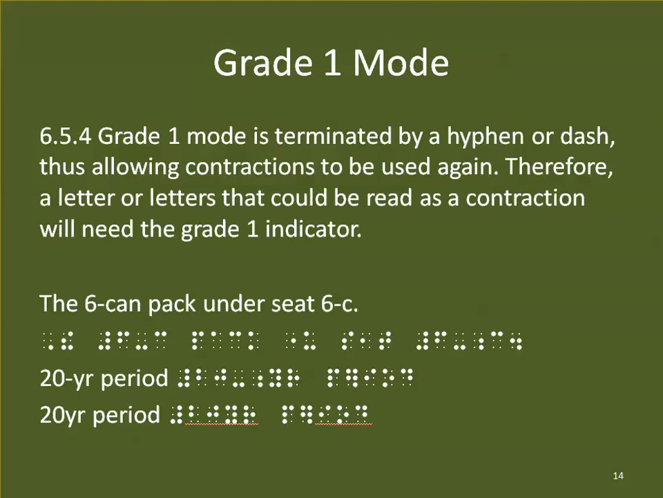Next example, 20 hyphen year period with a YR. It's standing alone with hyphen on one side, space on the other. The hyphen terminates numeric mode and grade 1 mode, and so that would be read as the word your, the short form your, except for now we put that grade 1 symbol indicator in front of it, so it's read as the letters YR. Remember, for short forms, we only need the grade 1 symbol indicator, not the grade 1 mode or word indicator there.